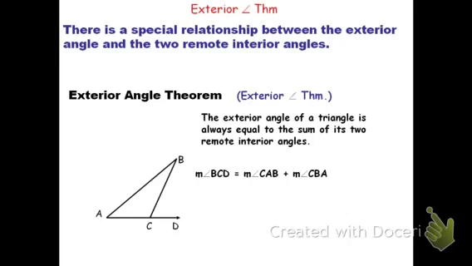Now another way to say that would be the measure of angle BCD, the angle on the outside, equals the sum of the measures of angles B and A. Now this is useful. If we know the two remote interior angles and we want to find the exterior angle, we can do it simply by saying the exterior angle theorem. That outside angle equals the sum of those two remote interior angles. And we're going to look at a couple examples of how this can be done.